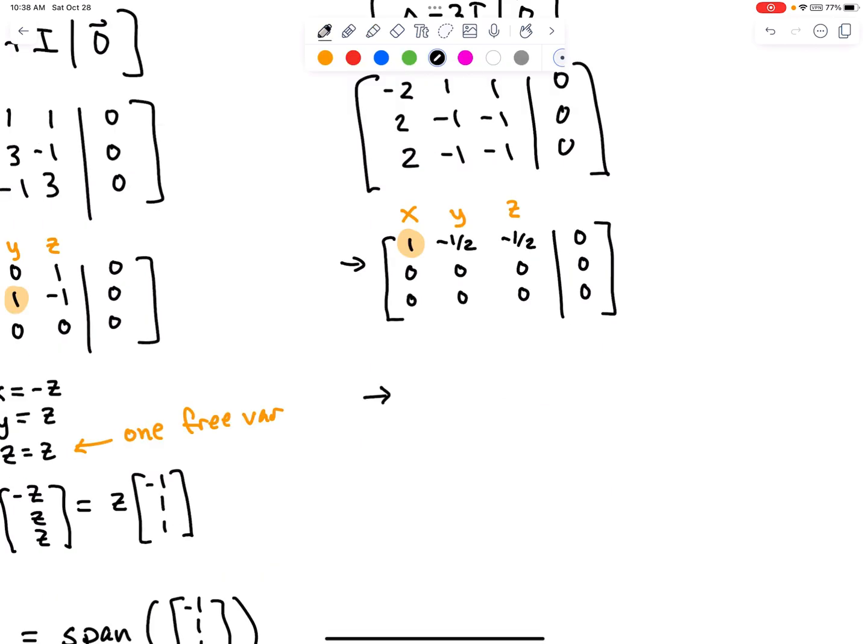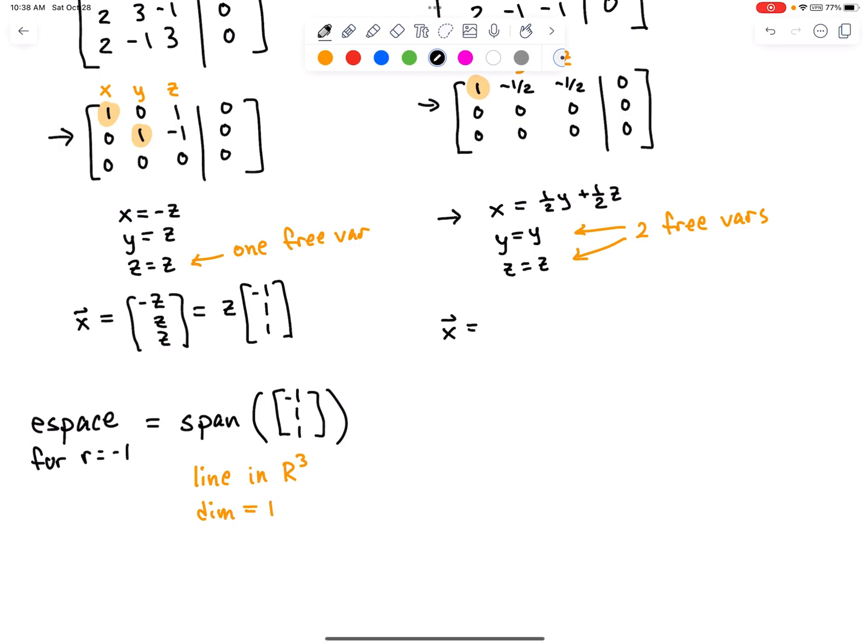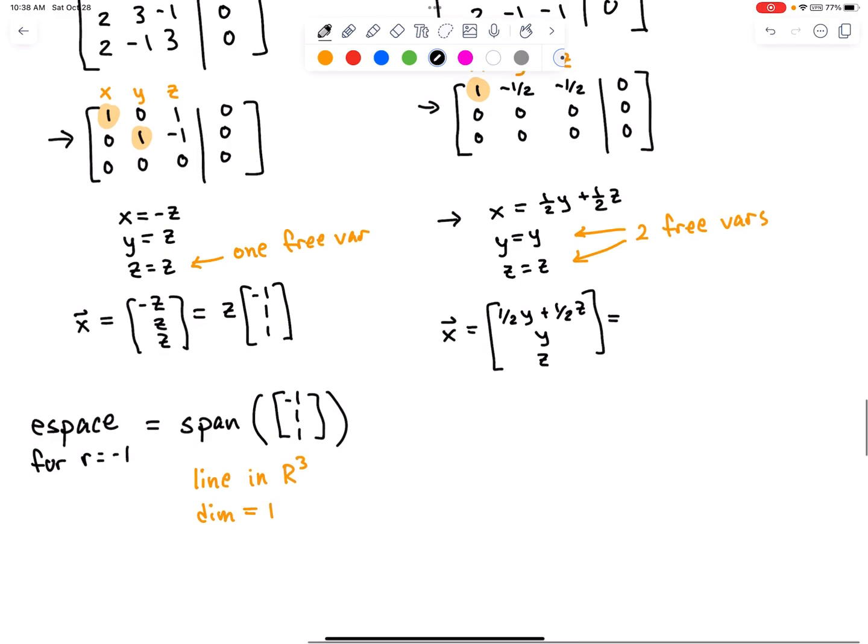So the first row suggests that x minus a half of y minus a half of z must be 0. So in other words, x has to be 1/2 of y plus 1/2 of z. Then y will be itself and z will be itself. And we have two free variables. So our vector x has the basic form 1/2 y plus 1/2 z as the x component, y is itself and z is itself.